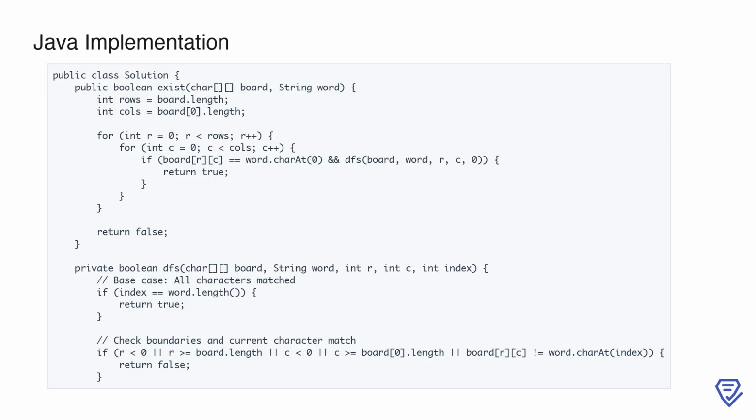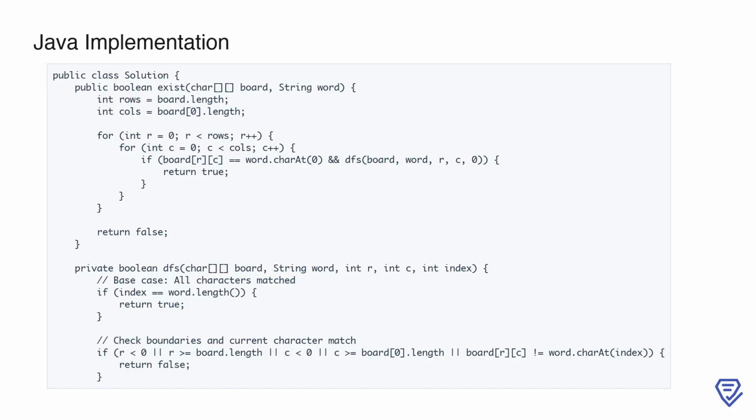Then, we iterate through each cell of the board using nested loops. For every cell, if the character matches the first character of the word, we initiate a depth-first search using the helper function DFS. If the DFS function returns true for any cell, it means the word exists in the grid, so we return true immediately. If no such path is found after checking all cells, the function ultimately returns false.